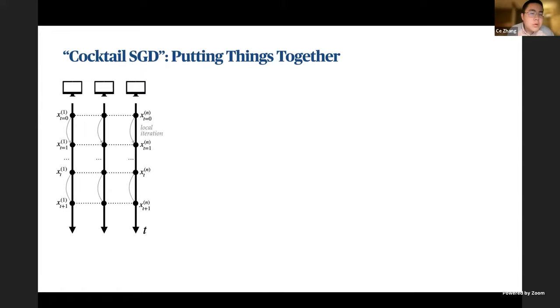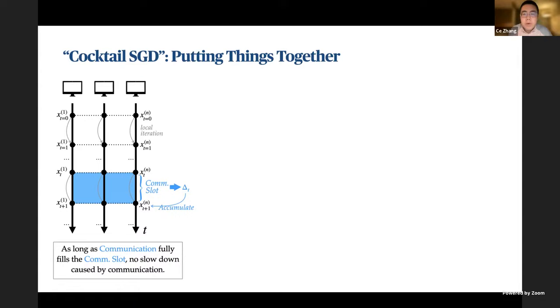The way that we think about communication is we have this communication slot, which is when all the machines are doing the next iteration. The network is free, and we try to fill as much communication as possible into that slot and come up with some global state called delta t at time t, and then accumulate it to the local model. The high-level idea is that as long as your communication fully overlaps within this communication slot, you'll be fine. You will not see any slowdown caused by communication because I can fully hide communication behind the computation.